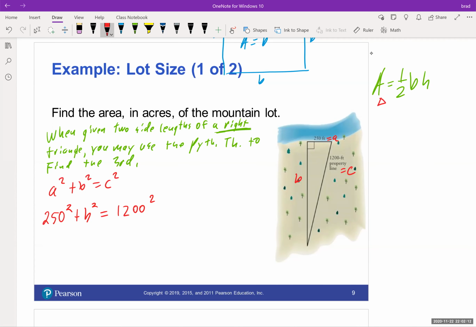So we have 250 squared. This would be 62,500. Plus B squared equals 1200 squared. This would be 1,440,000. I think, yeah, okay. So we got that. So now our job is to solve for B squared. Well, you guys remember your old school math, right? We got to subtract to get B squared alone. Okay, so I'm going to do this minus 62,500.